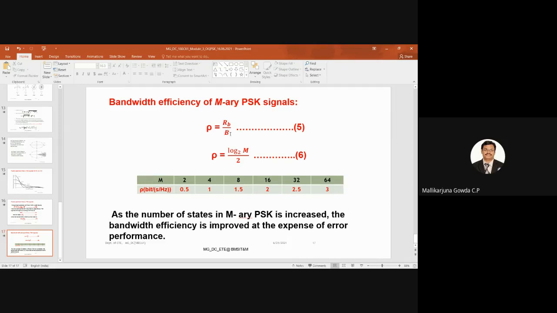So here substitute the value of B. What is B, I said? Just now I said, what is the expression for B? B is equal to 2RB divided by log M with base 2. In that way, RB will be cancelling. Yes or no? Yes, sir. So what we get? Log M with base 2 divided by 2.